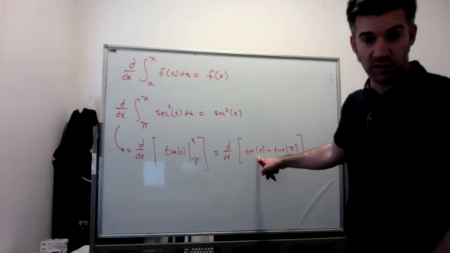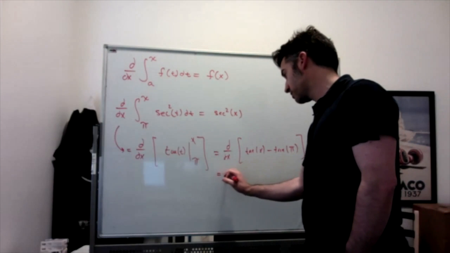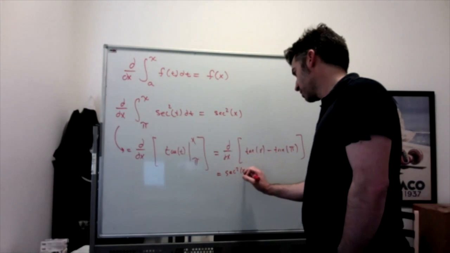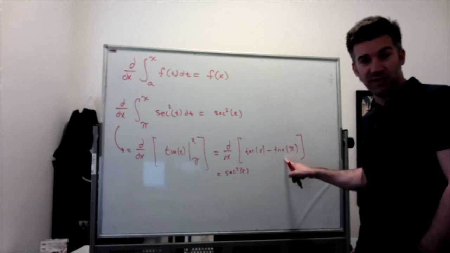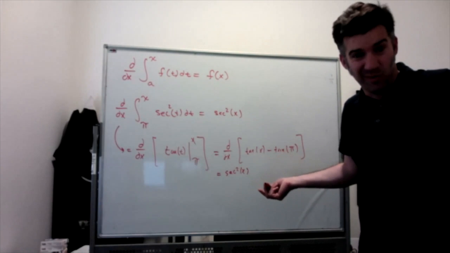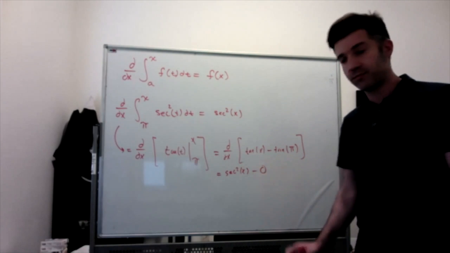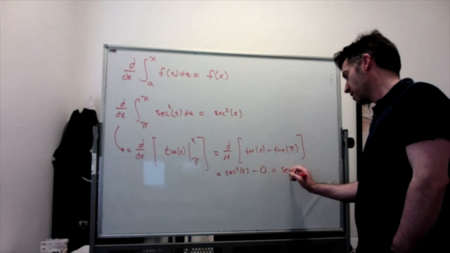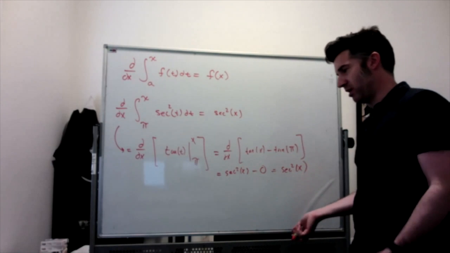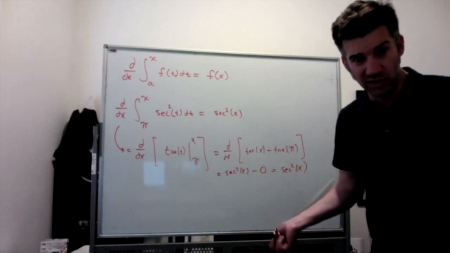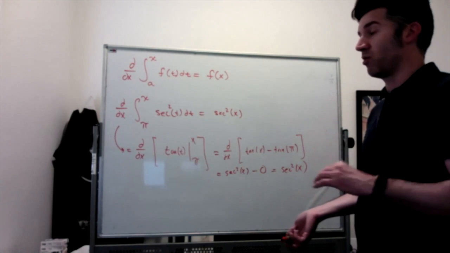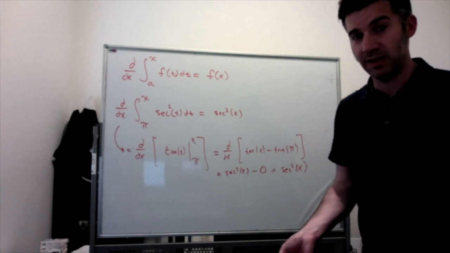The derivative of tangent of x is, of course, secant squared of x. And the derivative of tangent of pi, well, tangent of pi is a constant. I don't even care what it is. The derivative of a constant is 0. And you might wonder, why would you ever do it this way? And you'd be right to wonder that, like, you wouldn't do it this way. But if it's a little more complicated, it might make sense to.